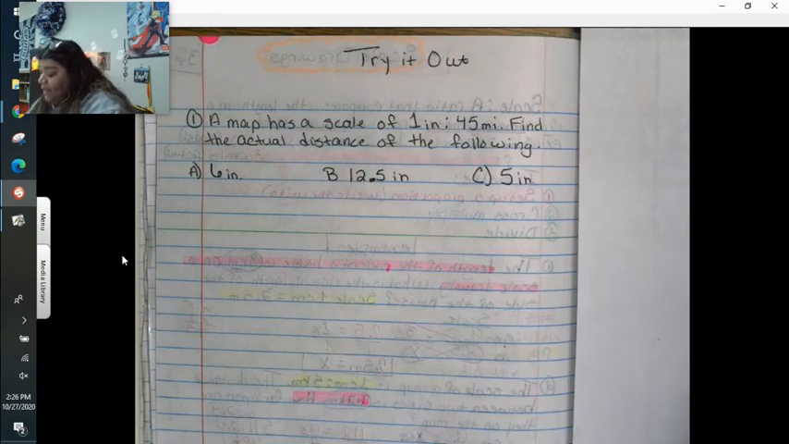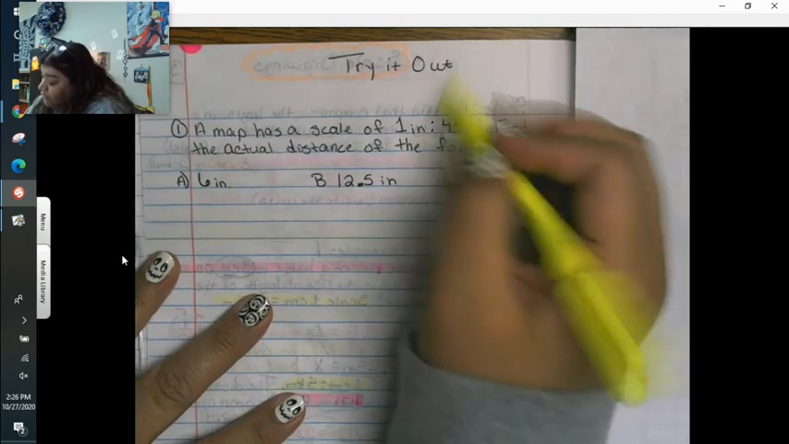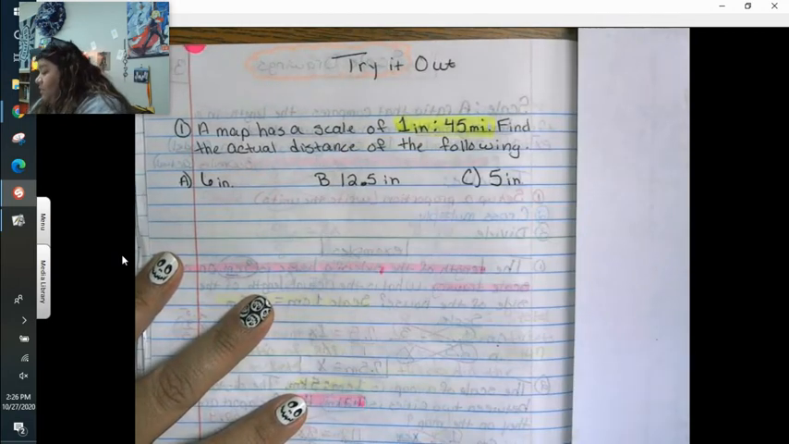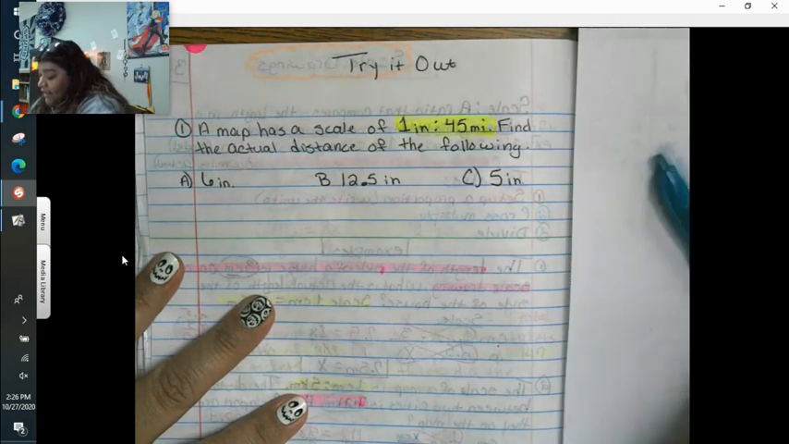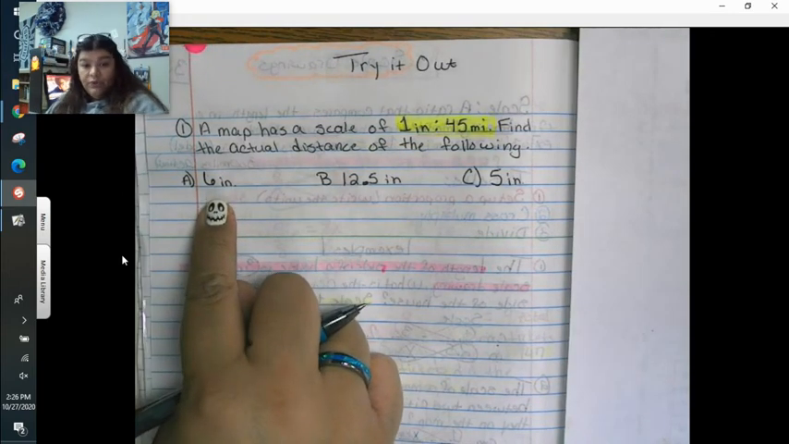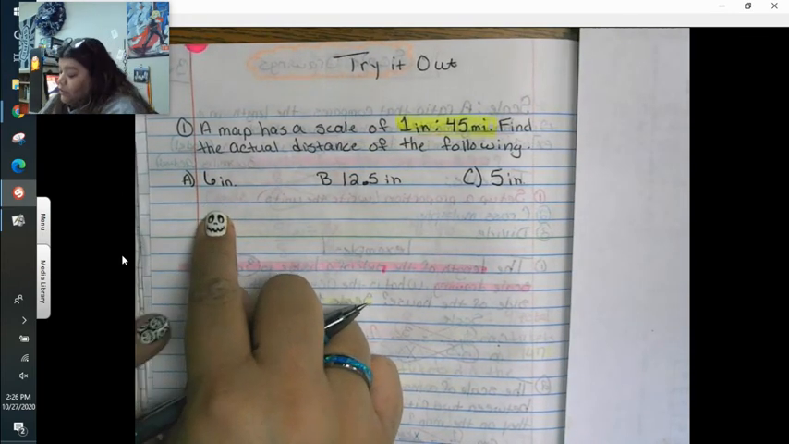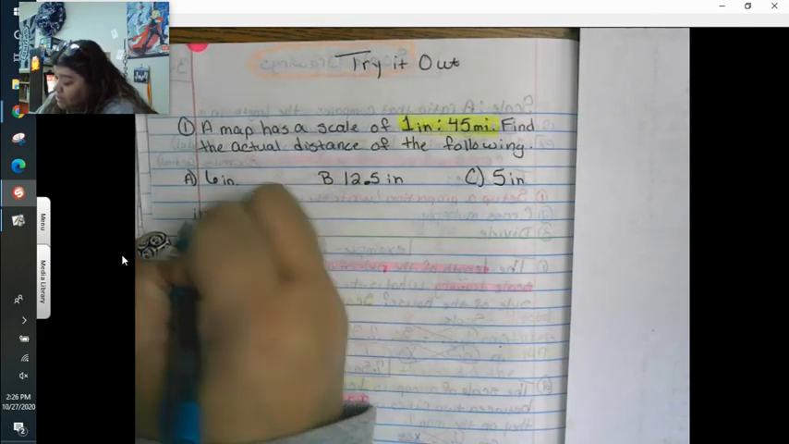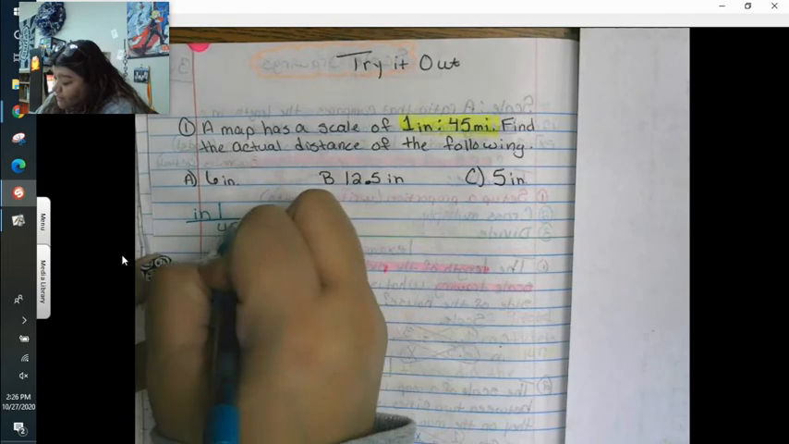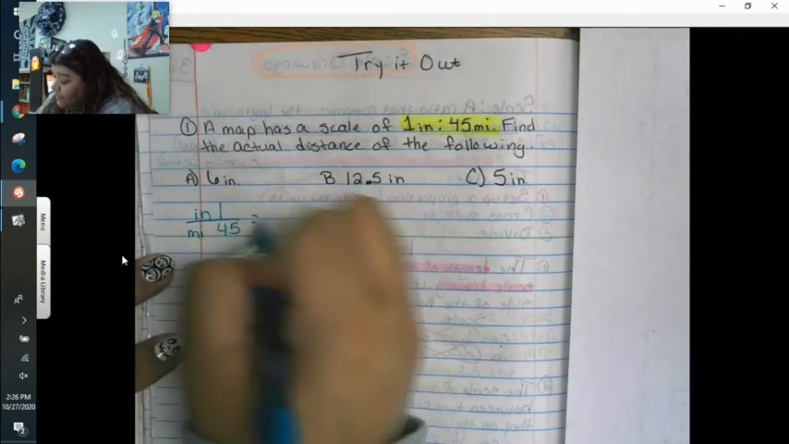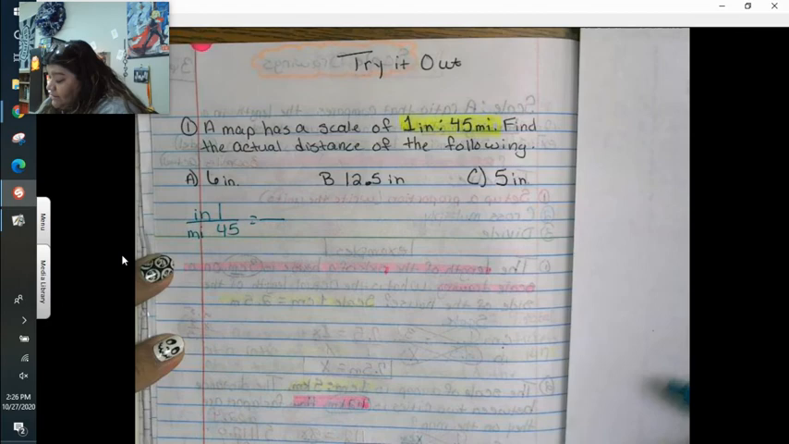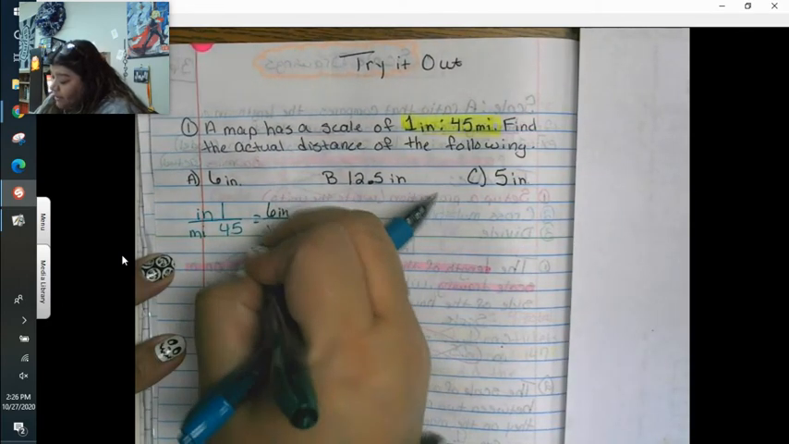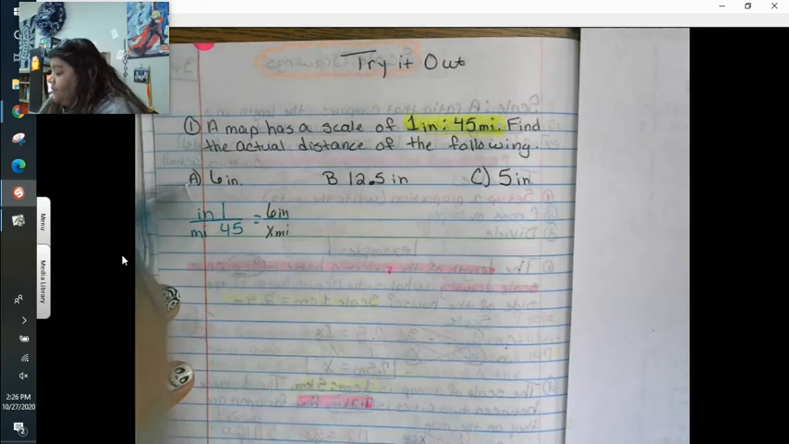All right, let's see. A map has a scale of 1 inch to 45 miles. So that's what I'm going to be using. Okay. And we're going to find the actual distance of 6 inches, 12.5 inches, and 5 inches. So let's start over here. My scale is 1 inch to 45 miles. I am converting 6 inches. So inches on top, you should have put the 6 on top. And your answer is going to be in X miles.